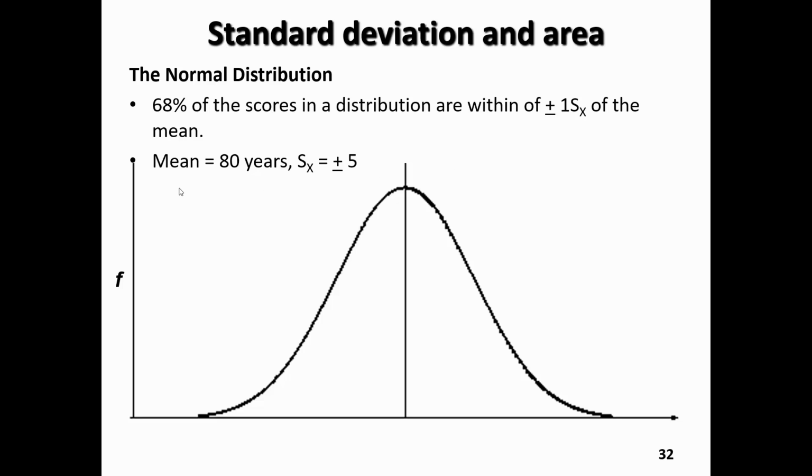So for example, if we were measuring the age of people living in an assisted living facility, of our sample, we might find the average age of the residents was 80, and we might have calculated a standard deviation of plus minus 5 years. So note that the standard deviation value will have the same units as the average.